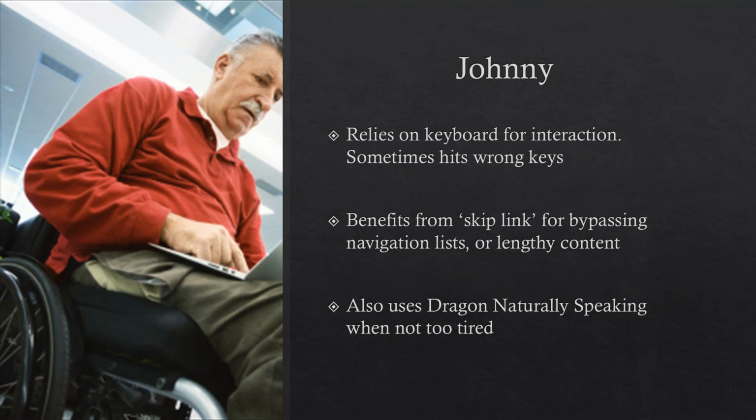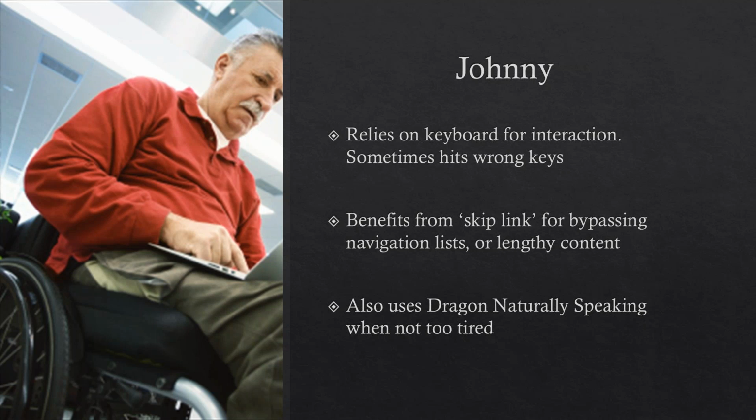And finally, Johnny is a wheelchair user. He relies on keyboard for interaction because he cannot use a mouse. And he finds it difficult using the keyboard anyway. He still sometimes hits the wrong keys. Now, he benefits from using a skip link. A skip link is a link on a page that allows users to skip right past navigation blocks. Otherwise, they might have to manually tab through every link at the top of a page on every page.